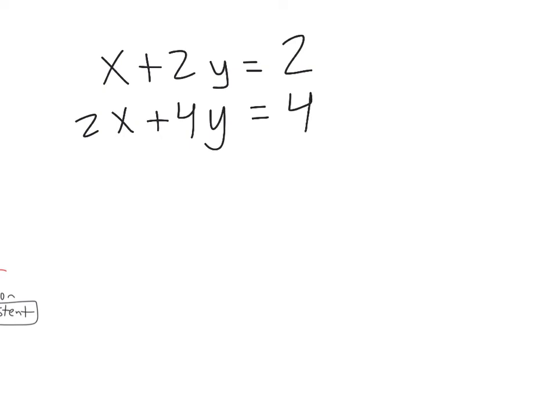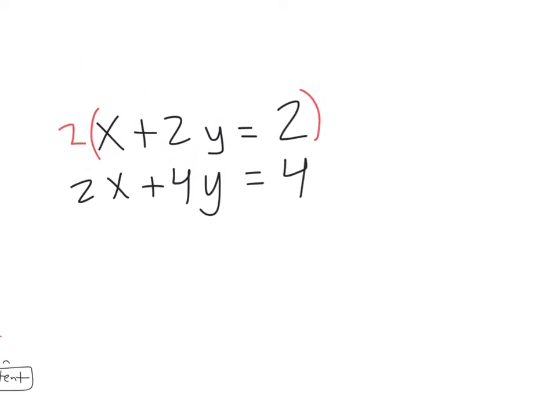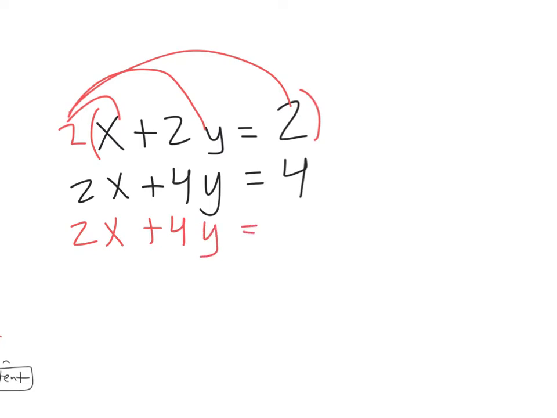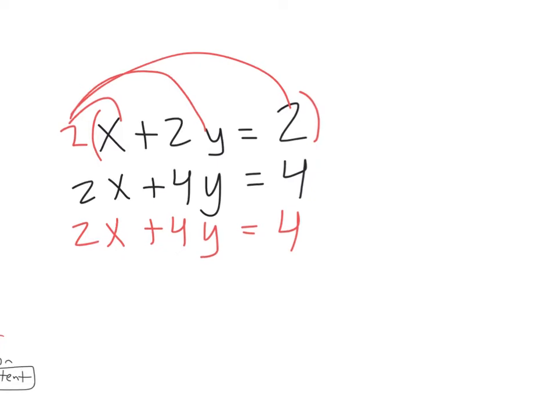Well, again, on this one, I'm going to use elimination. I can see that on the top equation here, if I were to multiply by 2, my x would become 2x, just like the 2x on the bottom. So I'm going to distribute this 2 to everything in the top equation. And I get 2 times x is 2x, plus 2 times 2y is 4y, and then 2 times 2 is 4. And you guys may already be seeing what's going to happen here, but I'm going to play it out as if I don't know.